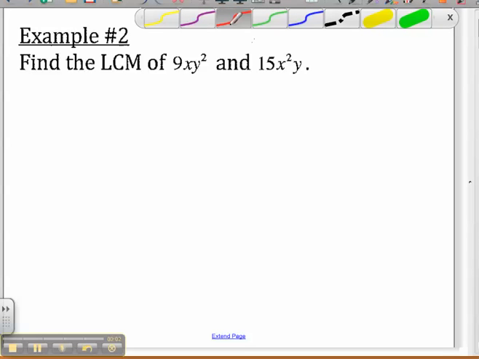Okay, guys, example number 2 here. It says find the LCM, the least common multiple, of 9xy squared and 15x squared y. Now, I don't know if I was clear enough on that first one, so I want to make sure that I clear this one up here, Nicholas. So let's look at this one.